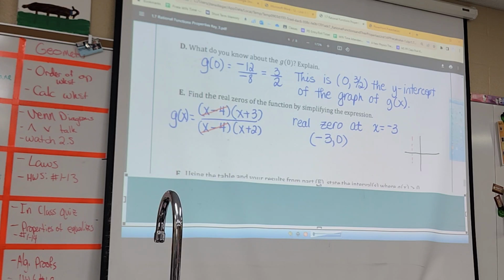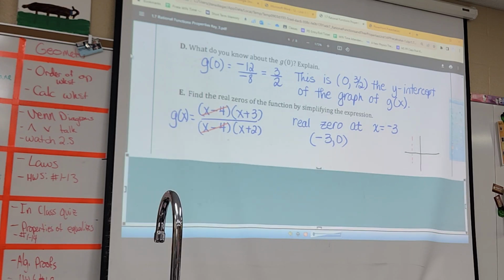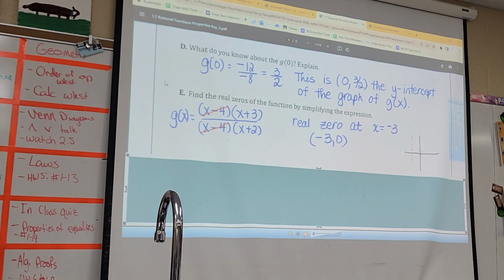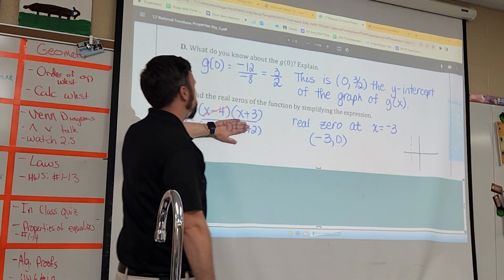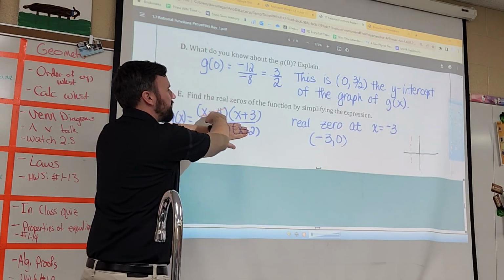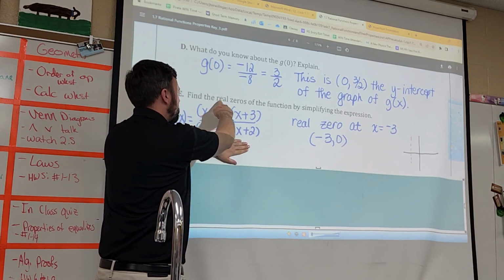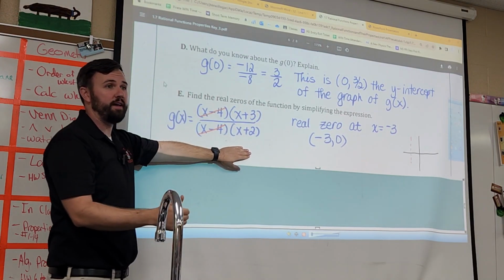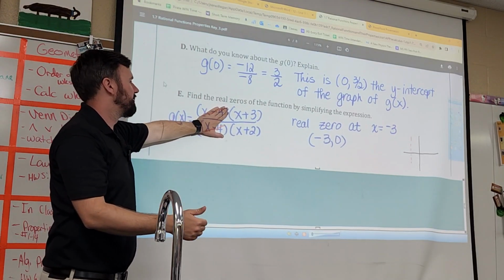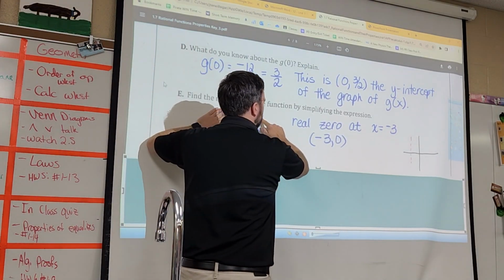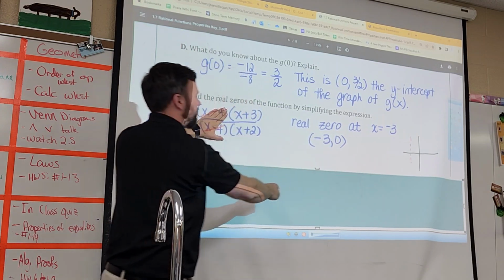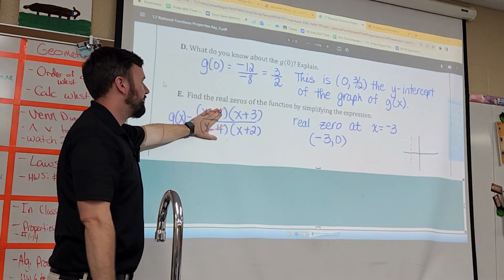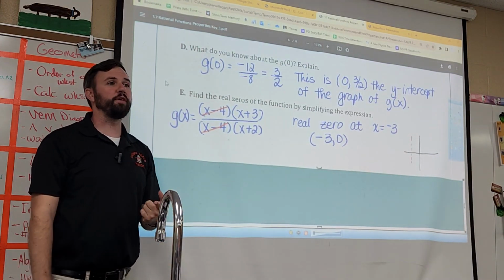Now how do you find zeros? Oh, I should have done this. Zeros, you set the top equals 0. Now why do we disregard the 4? Because that one cancels. That's a hole, right? So we set the top equal to 0, and we get our zeros at -3, 0. Okay? Set the top equal to 0 to find zeros.